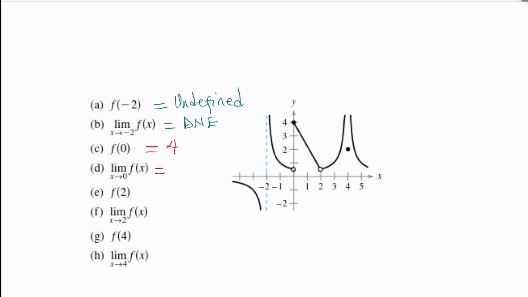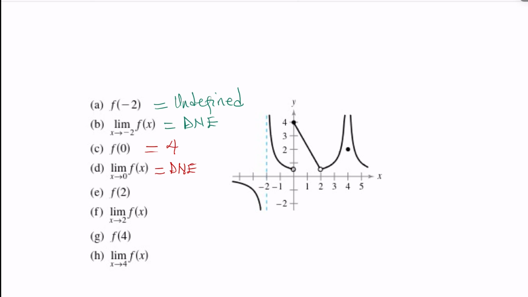Now, we want to find the limit of f of x as x approaches 0. So we go to 0. This is the left side of 0. This is the right side of 0. And this is the part of the graph which is on the left side of 0. Now, as we approach 0 from the left, we see that we are getting a value which is less than 1, that is 0.5. And this is the right side of 0. As we approach 0 from the right, we are getting 4. So 4 and 0.5 are not the same. Because they are not the same, we say that the limit does not exist.